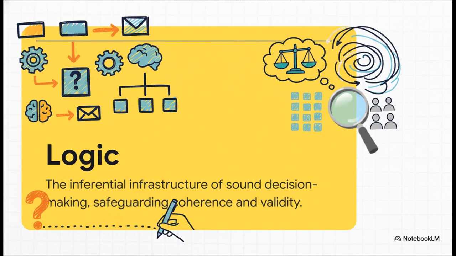So if analysis is taking things apart, logic is what lets you put them back together in a way that actually makes sense. It's the rule book for thinking straight. It's what makes sure your conclusions logically follow from your evidence, so A plus B actually equals C.